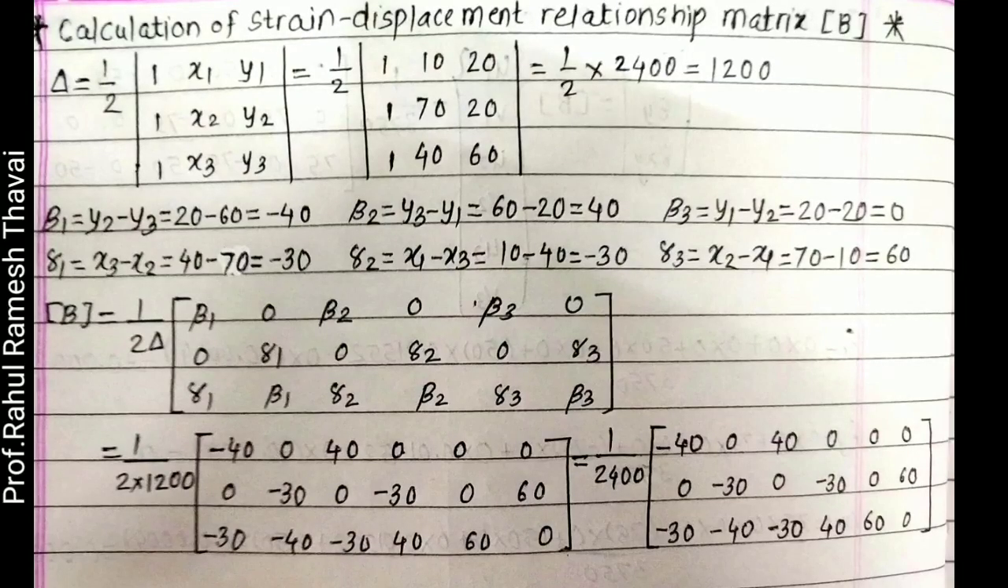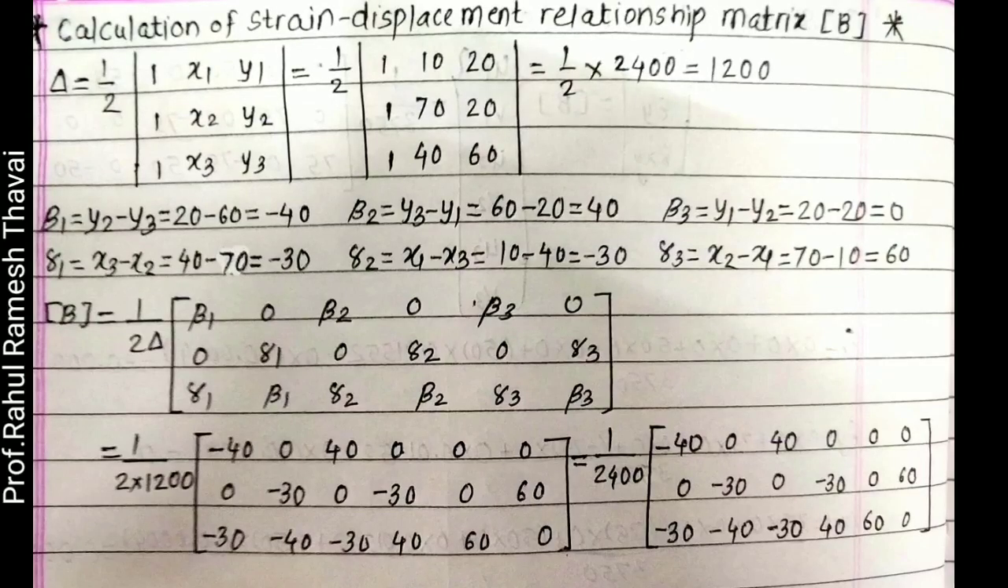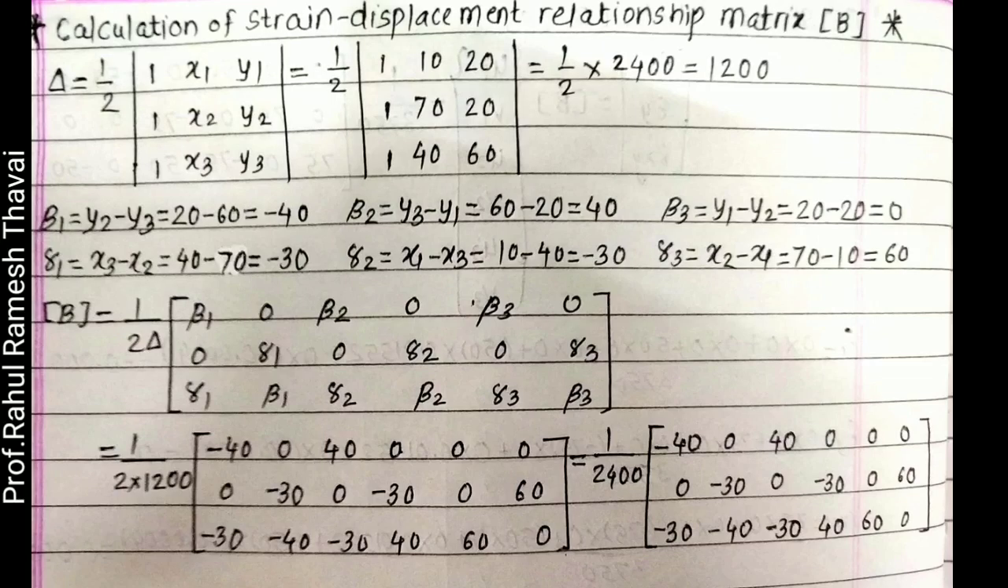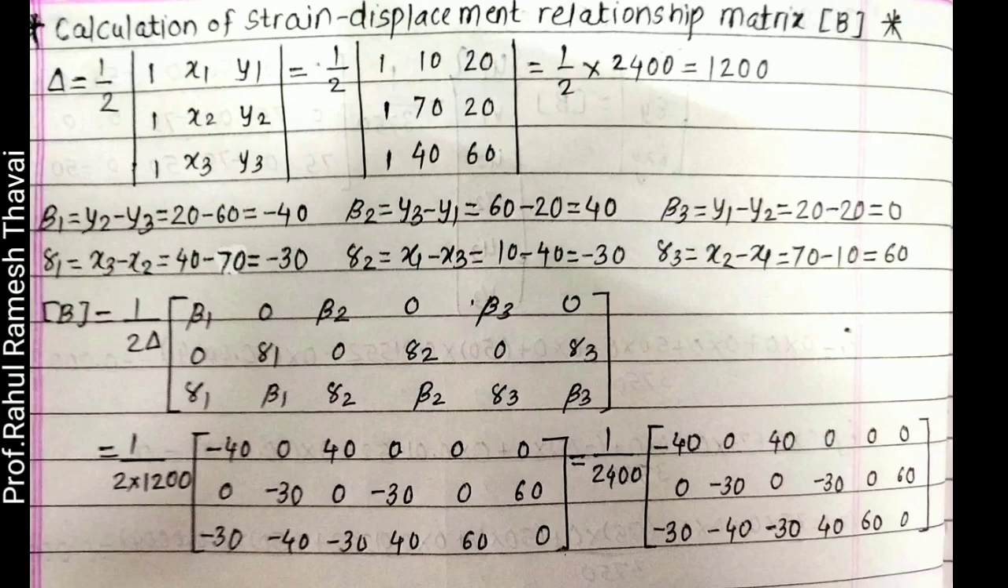So I will get its value equal to 1 divided by 2400 into the matrix [minus 40 0, 40 0, 0 0; 0 minus 30, 0 minus 30, 0 60; minus 30 minus 40, minus 30 40, 60 0].